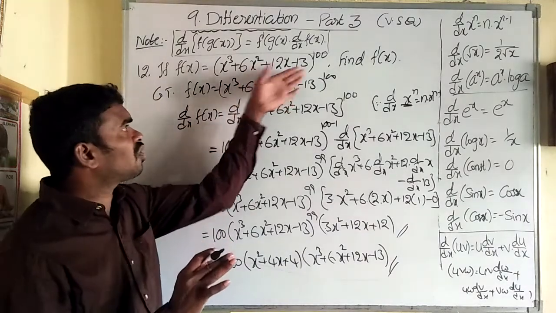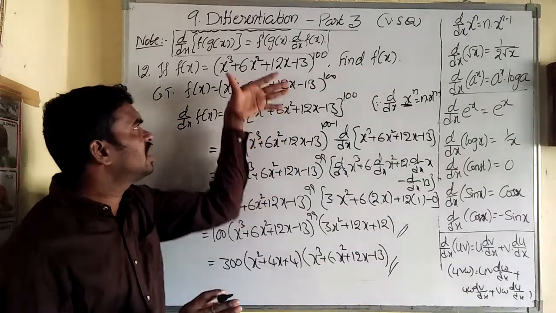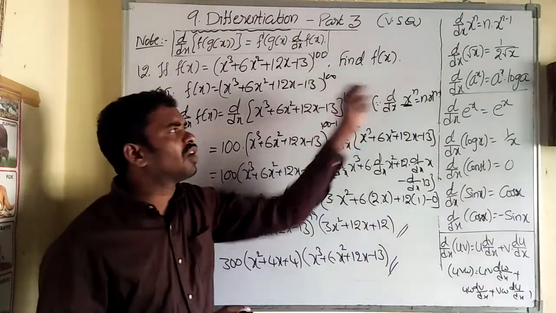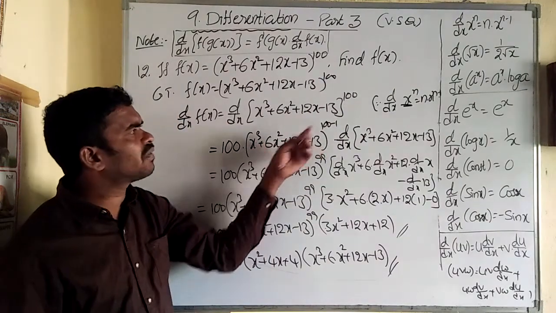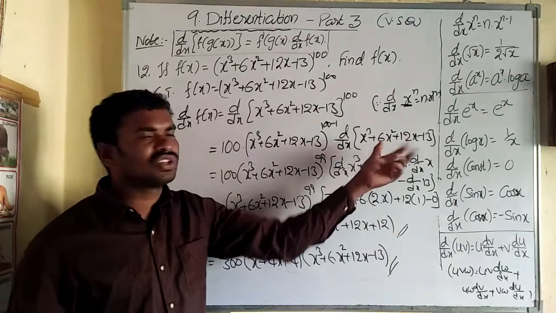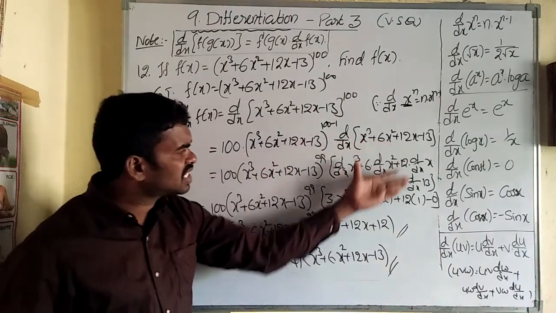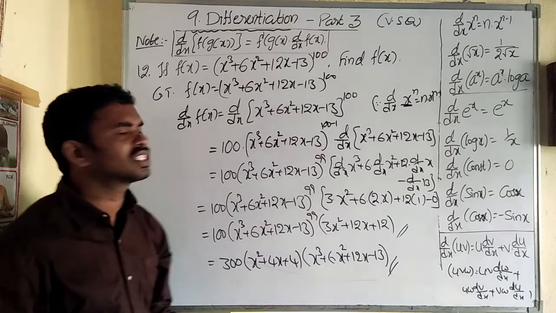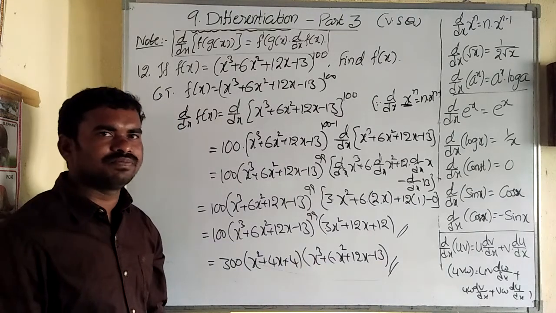The whole power 100 we cannot split. That's why the whole term is considered as x in the x power n formula. According to that, n into x power n minus 1 into d by dx of this function again we should take. This is the same process as we did in the previous parts 1 and 2. Okay, let us go to the next problem.